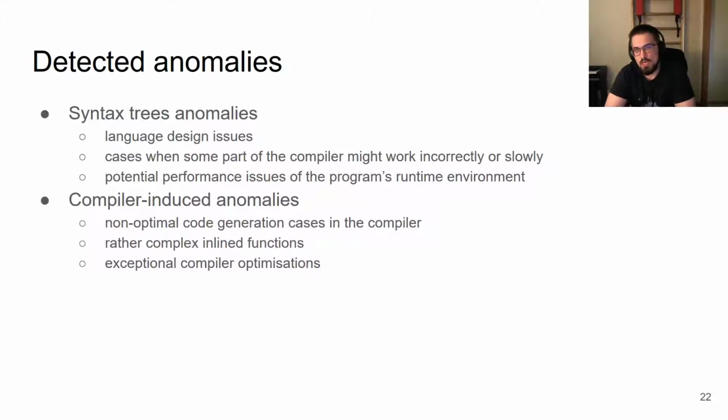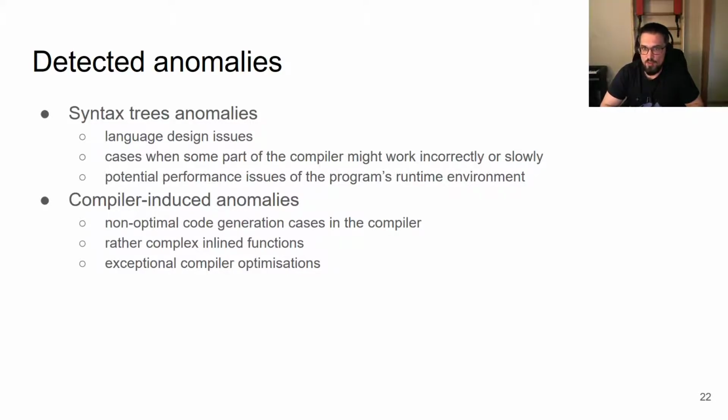So, to sum up, the detected syntax tree anomalies were divided into 3 categories. First, anomalies that correspond to language design issues. Such anomalies were noted and archived by the Kotlin compiler team for further discussion and research. Second, anomalies that correspond to cases when some parts of the compiler might work incorrectly or slowly. And third, anomalies that correspond to potential performance issues of the program's runtime environment. The experts considered such anomalies as valuable compiler tests and agreed to include them in the compiler's testing infrastructure.